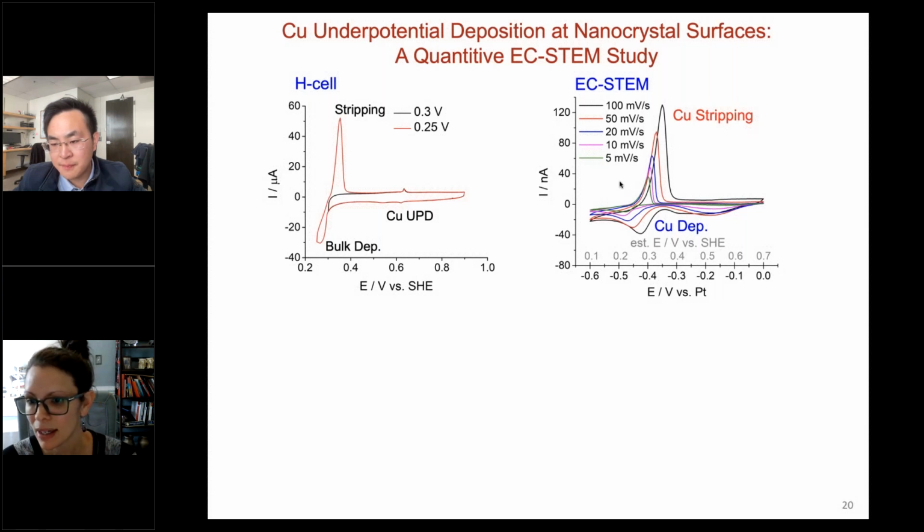Perfect. Next question. How do you calibrate the platinum reference electrode if you don't have a well-defined redox reaction in your system?